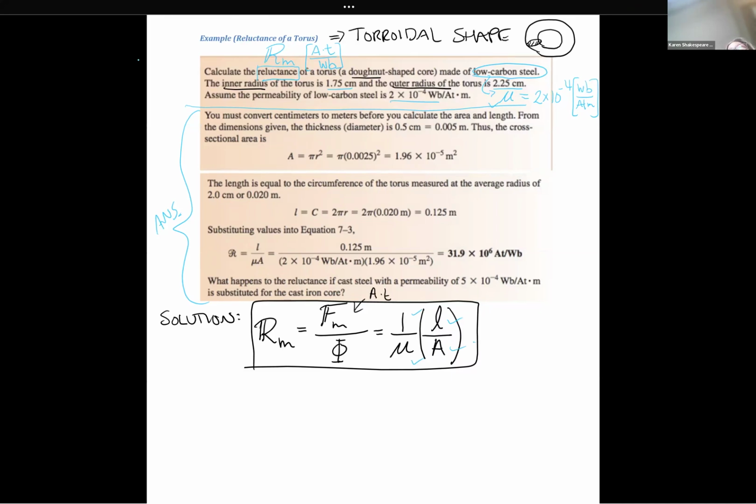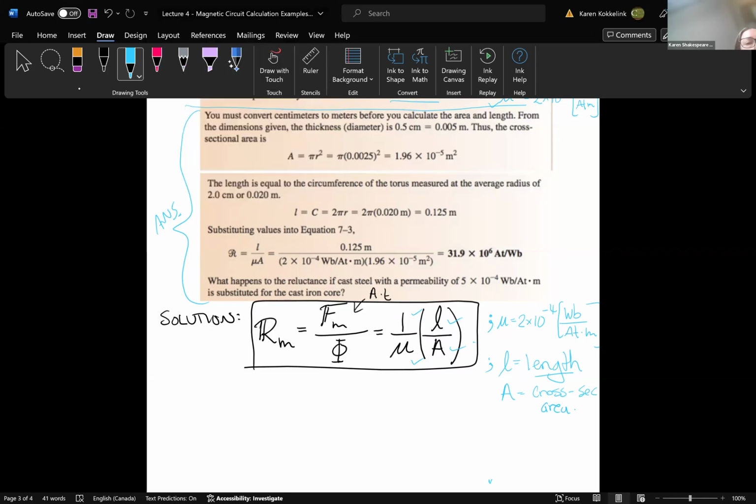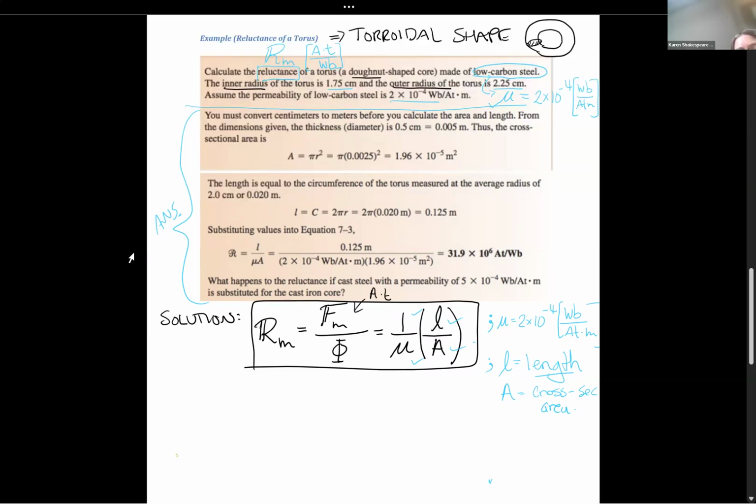Now, what do we have to find out? Well, I can already sub in where permeability equals 2 times 10 to the negative 4 Weber per amp turn meters, and where L equals length, and where A equals cross-sectional area. So what we're going to have to do is figure out what is length and what is cross-sectional area. These are going to be our important things to figure out in order to sub in.